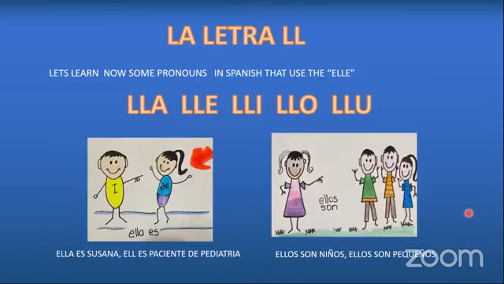Okay. Next one here. We learned already some pronouns in Spanish that use the letter L during the last two lessons, and the lessons are going to be on Facebook and on YouTube. We learned about she is, right? And it's ella es, she is. Ella es Susana. Ella, here I need an A. Ella es paciente de pediatría. Let me do it with a soft accent. Ella es Susana. Ella es paciente de pediatría.